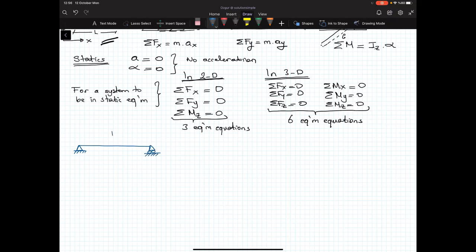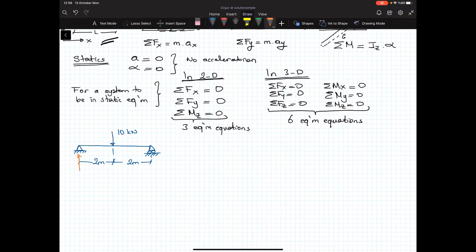And I apply a force at the middle. Let's give some numbers. Let's say that that's 10 kilonewtons. 2 meters. Okay? So when I look at that structure, how many unknowns do I have? That's what we are doing in statics. Let me add the support reactions.